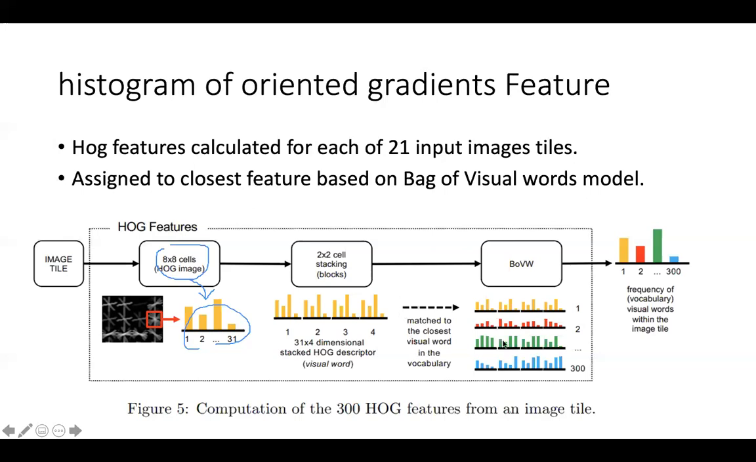And how do they define the vocabulary? Basically they have a predetermined bag of visual words, like a bunch of histograms, and then they just assign each tile to the closest one. How do they predefine the vocabulary? They did not say it, but they just say that they somehow got 300 visual words.